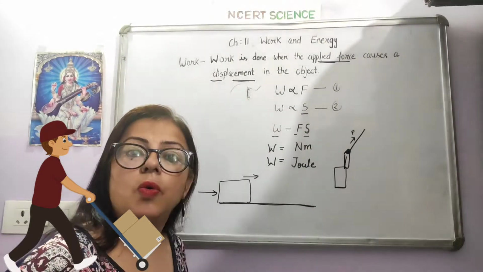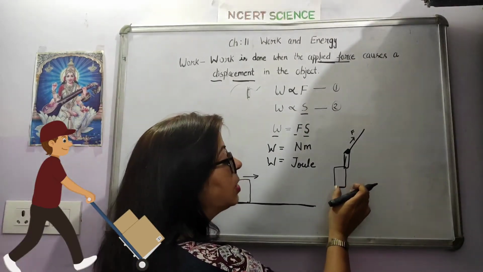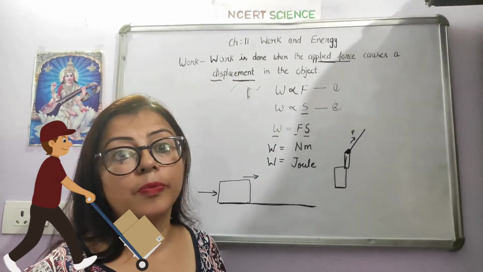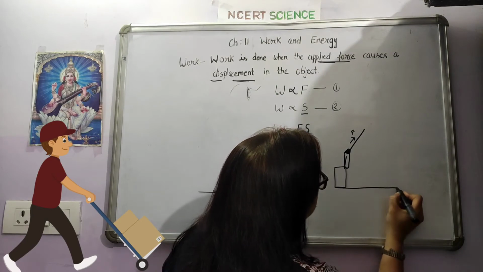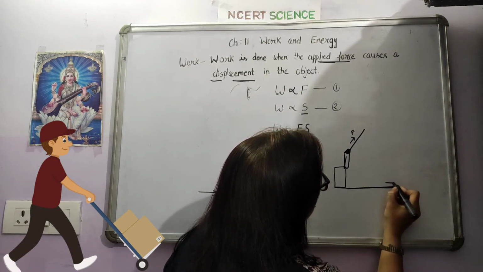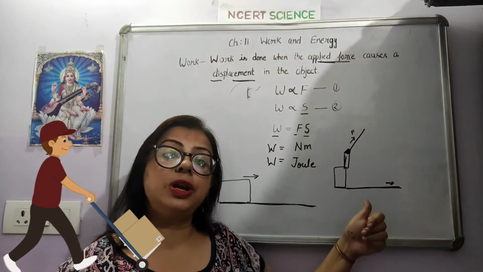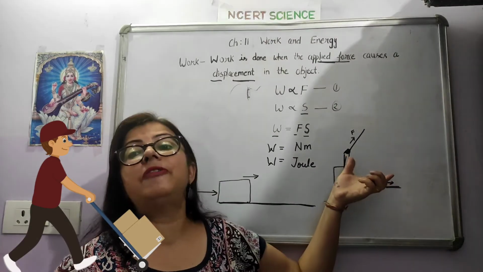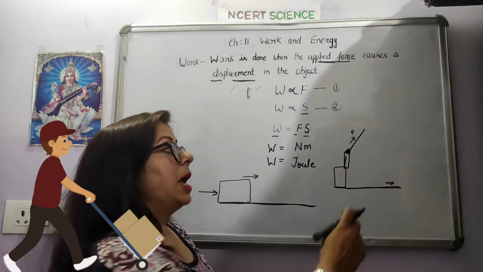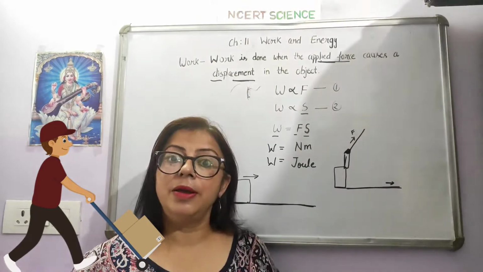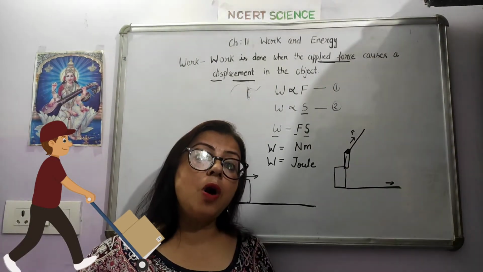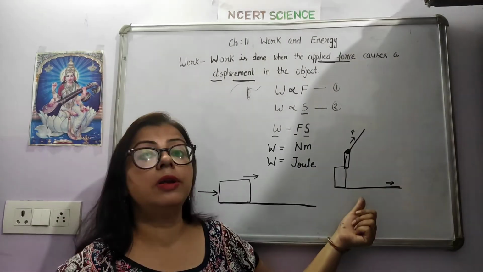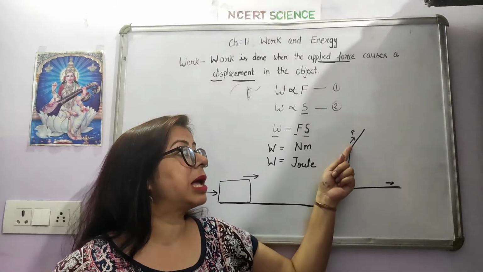But what do you think, will this trolley or bag also move in that direction? Your answer would be no, because it will move in this direction. The direction of the displacement would be like this. Fine. So in this condition we can say that between applied force and displacement there is an angle. So they are not in the same direction. Now how can we calculate work in this condition, when there is an angle between force and displacement?